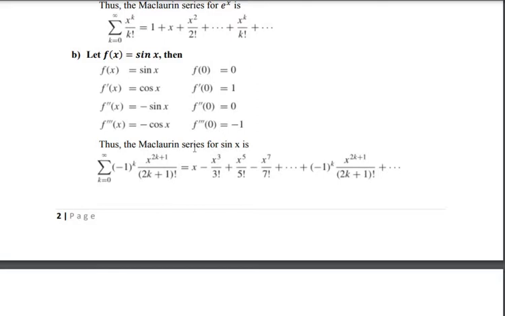Thus the Maclaurin series for sin x is sigma k equal to 0 to infinity (minus 1) the whole raised to k, x raised to 2k plus 1 divided by (2k plus 1) factorial, equal to x minus x cube divided by 3 factorial plus x raised to 5 by 5 factorial minus x raised to 7 by 7 factorial plus etc., (minus 1) the whole raised to k into x raised to 2k plus 1 divided by (2k plus 1) factorial plus etc.